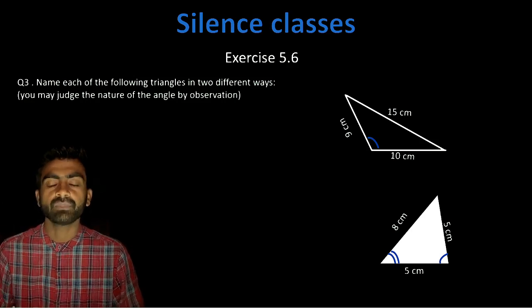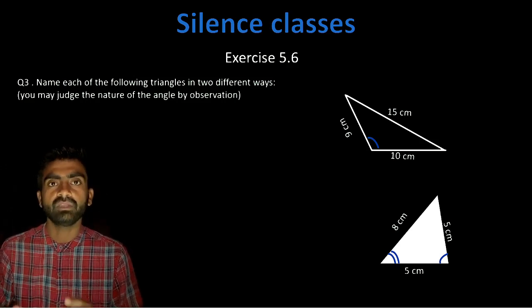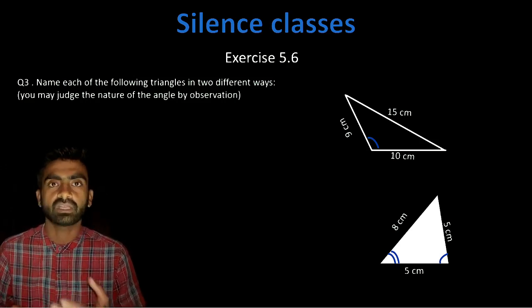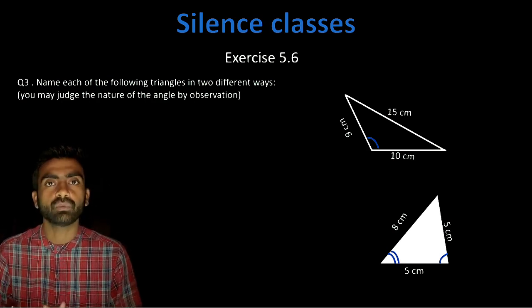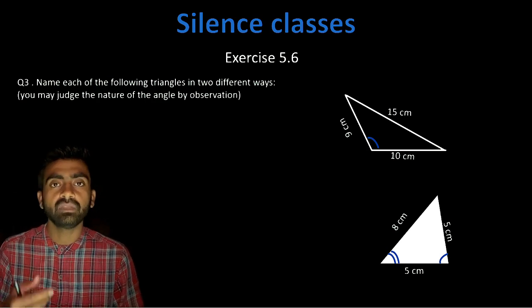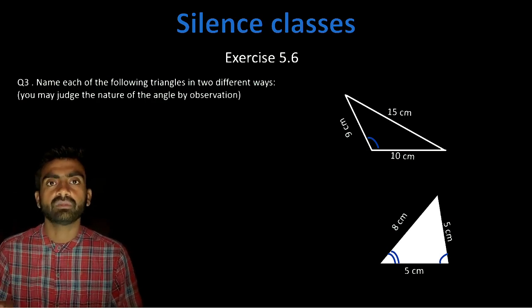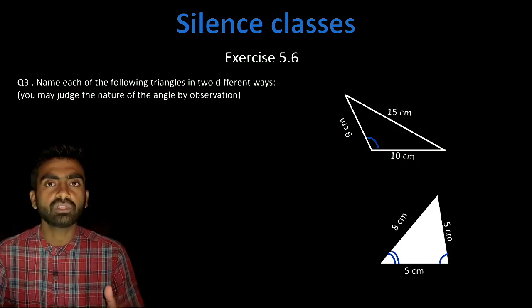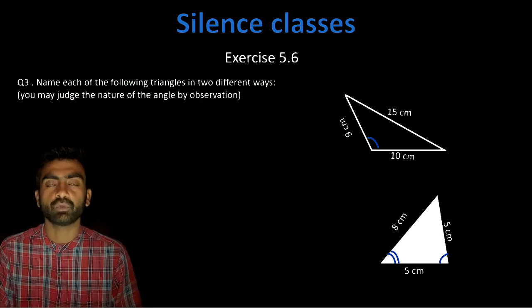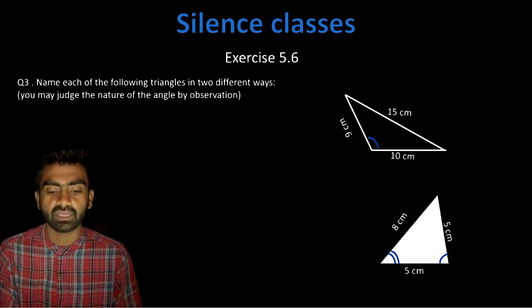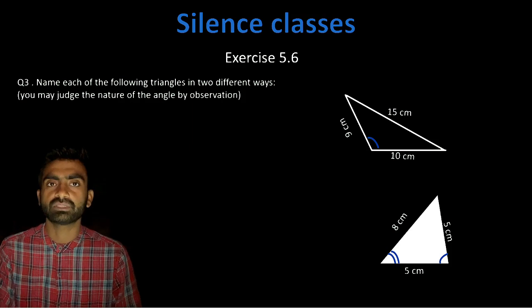And by checking the sides, if all three sides are equal, we can say that it is an equilateral triangle. If two sides of a triangle are equal, it is known as an isosceles triangle. If all three sides are different, it is known as a scalene triangle. So these are the two methods by which we can find out which type of triangle it is. We don't have to use any protractor over here. Just by observation we can find out. We have to mention which type of angle it is.